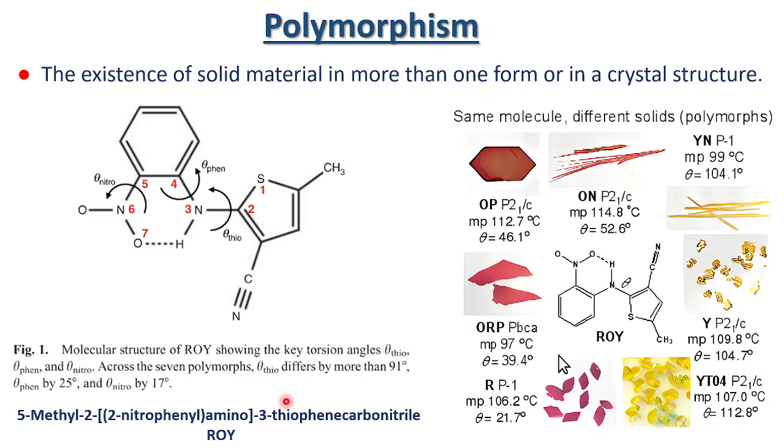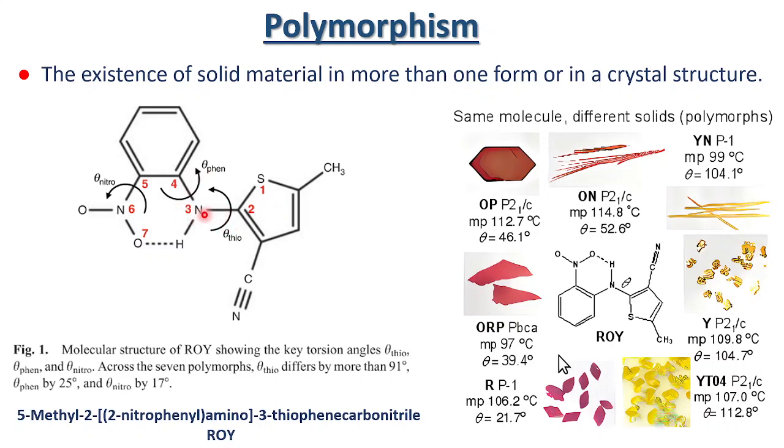We can discuss what polymorph or polymorphism is. Polymorphism is a phenomenon. It is the existence of a solid material in more than one form or crystal structure. It means one molecule can exist in different forms, different crystalline structures. That's how it can form polymorphs, and it is similar to isomerism in molecules. How this molecule can form different structures is possible by rotation around some bonds.